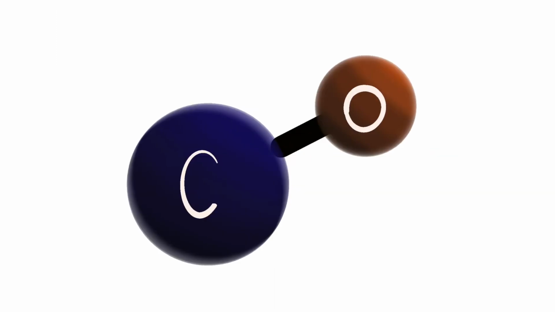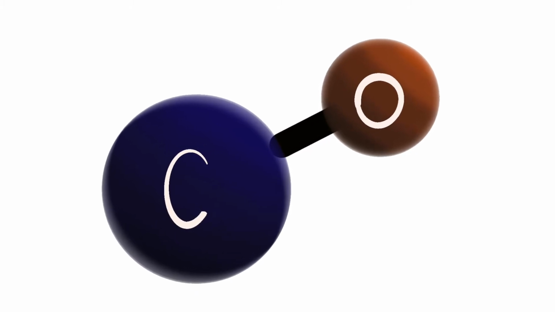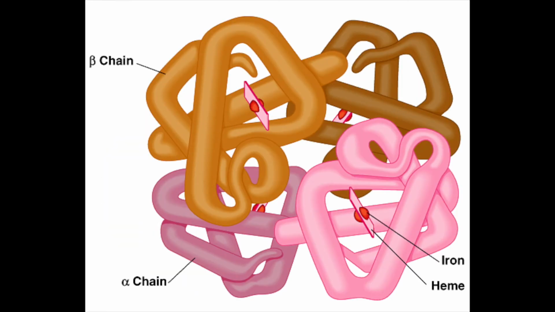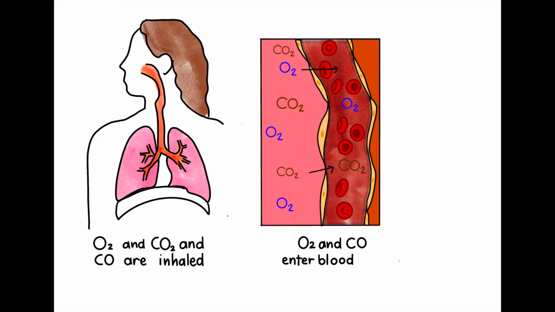The last component is called carbon monoxide. This one is taken from cigarette smoke. Carbon monoxide has a higher affinity with hemoglobin than oxygen. This means that carbon monoxide will bind more readily than oxygen in red blood cells. We have to note that carbon monoxide is a colorless, odorless, tasteless, and flammable gas that easily diffuses across the alveoli and into the blood.